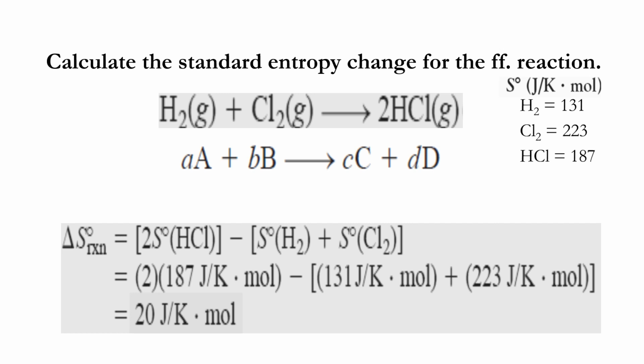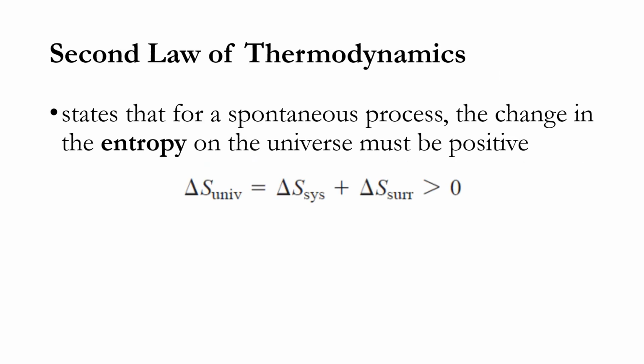Notice we have different values. Earlier, in the first example, we obtained a negative standard entropy change for the reaction. This time, in this second example, we obtained a positive entropy change for the reaction. Going back to the second law of thermodynamics, which states again that for a spontaneous process, the change in entropy must always be positive. In equation form, the change in entropy of the universe must be positive, which is calculated also as the sum of the entropy change in the system and the entropy change in the surroundings.